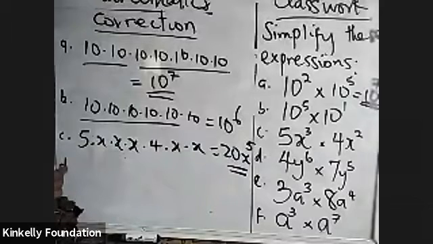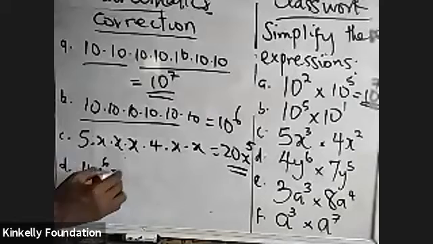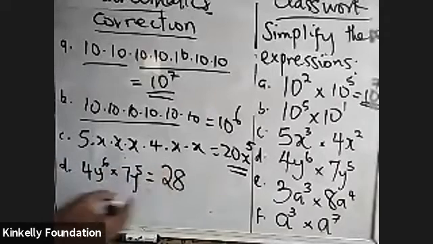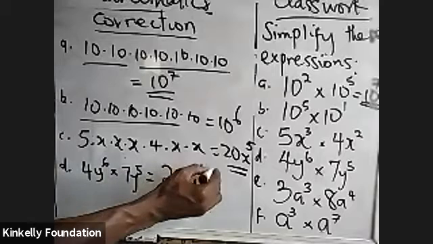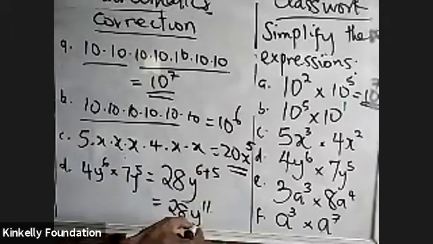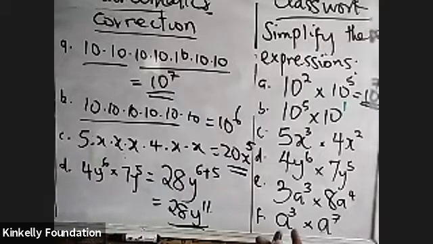So D, we are going to do D directly. This will be 4y raised to the power 6 times 7y raised to the power 5. 4 times 7 is 28. Y raised to the power 6 plus 5 to give us 28 y raised to the power 11. So these are the answers to the question. Now this one is 24 a raised to the power 7, and this is a raised to the power 10. That's the answers to the question.